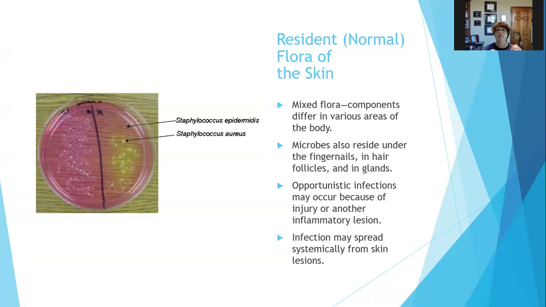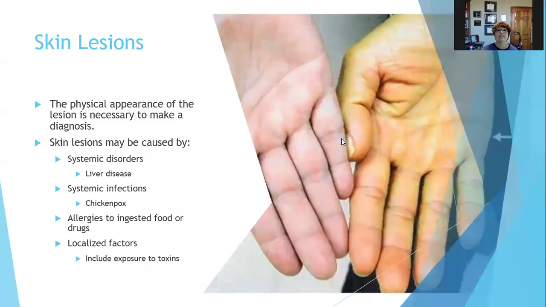Microbes also reside under the fingernails, in hair follicles, and in the glands of the skin. Opportunistic infections can occur because of an injury or another inflammatory lesion, and the infection may spread systemically from skin lesions. Skin lesions might seem relatively easy to take care of and inoffensive, but they can cause really serious problems. So we want to take care of our skin.